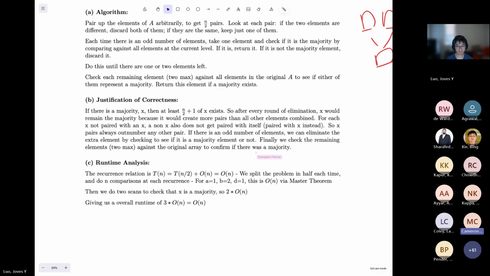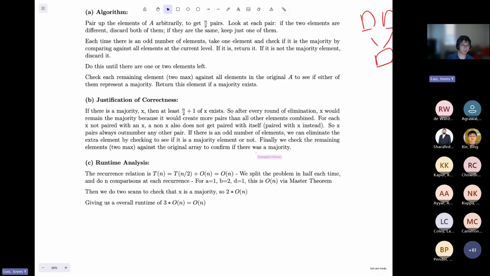Got it. Thanks. And secondly, real quick, I just want to understand why we did not have to explain how in your algorithm you check if it is the majority by comparing against all elements at the current level. I guess that was enough detail. Like, why did we not have to go further into details on how we check majority there? Because we already explained it.